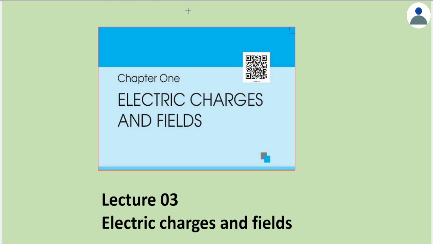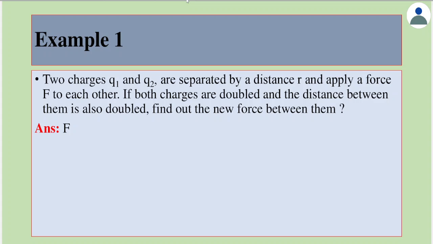Hello everyone. In this lecture, we will do some numericals based on Coulomb's law. Example 1 says two charges Q1 and Q2 are separated by distance r and apply a force F to each other. If both charges are doubled and the distance between them is also doubled, find out the new force between them.